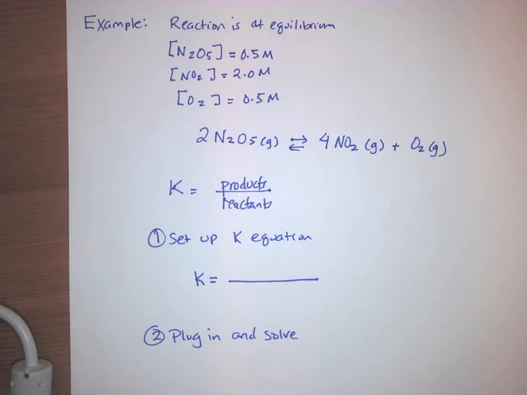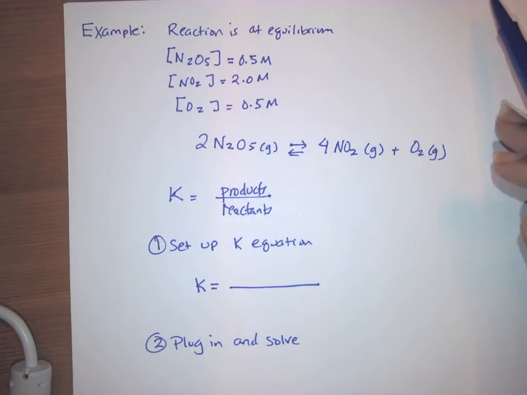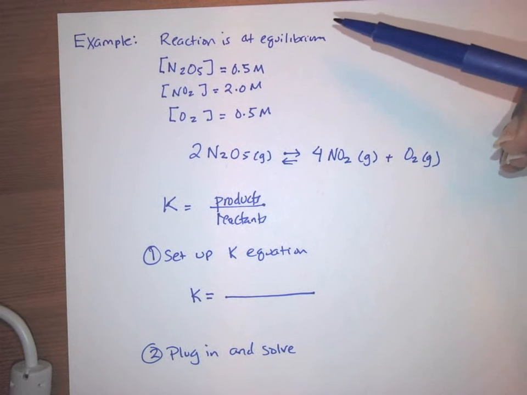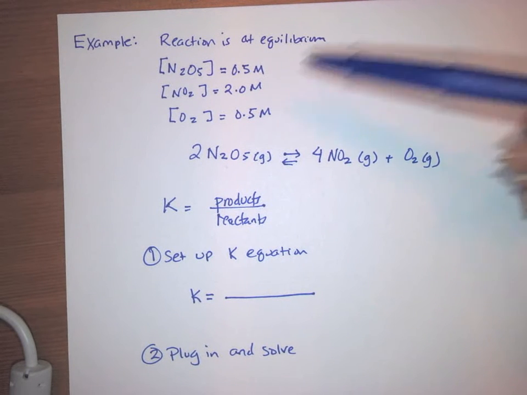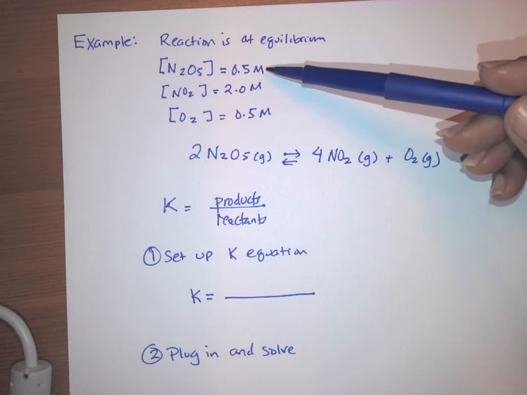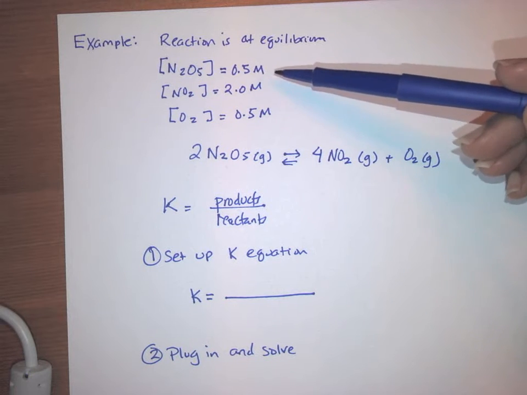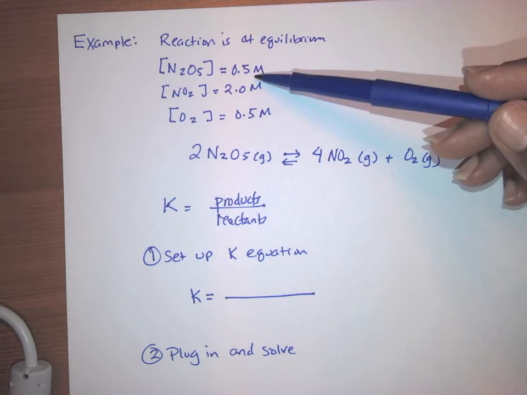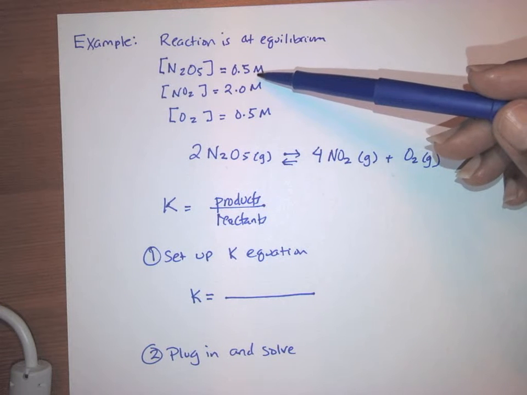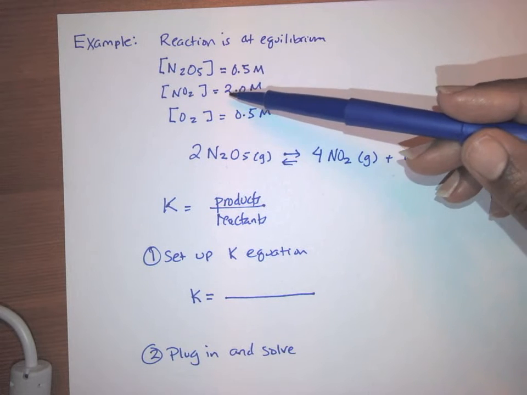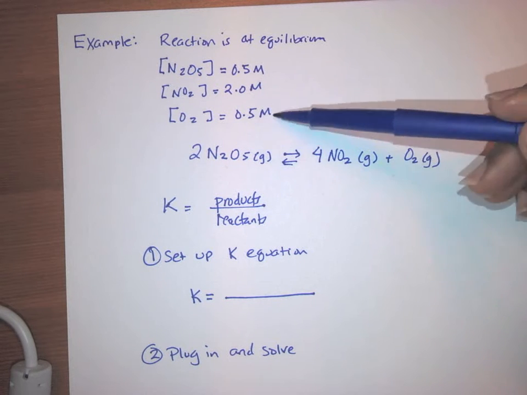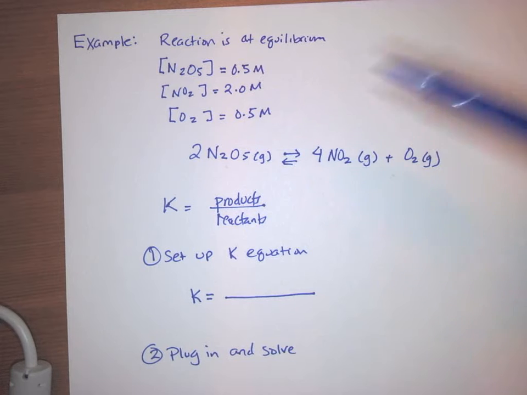In this problem, you are asked to calculate the equilibrium constant for a reaction. And here are some key details for that reaction as told in that problem. They tell you that the reaction is at equilibrium, and they give you the concentrations of the reactant, N2O5, and the products. So the concentration of the reactant is 0.5 molar. Molar is a unit to measure concentration, like grams is a unit to measure mass. Concentration of NO2 is 2.0 molar, and concentration of O2 is 0.5 molar.